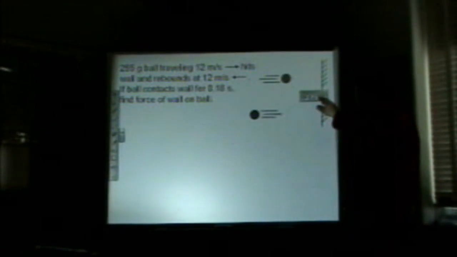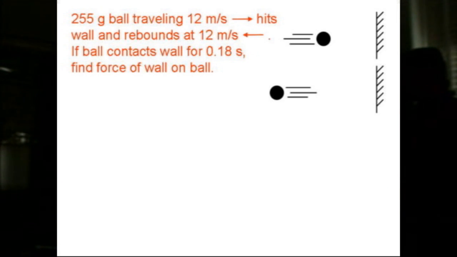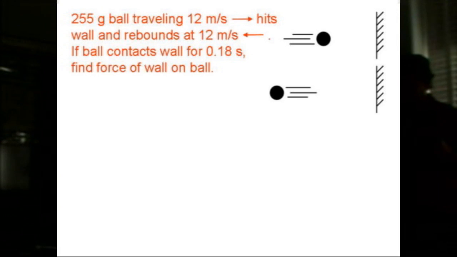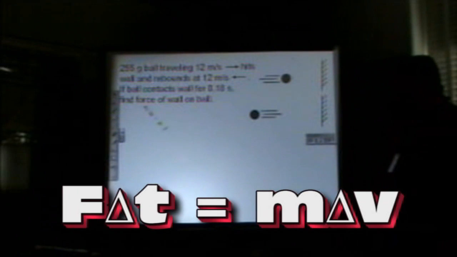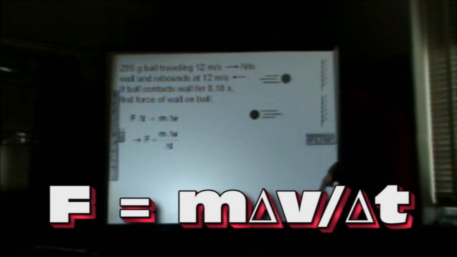Good. All right, a 255 gram ball traveling at 12 meters per second to the right hits the wall and rebounds at 12 meters per second to the left. If the ball contacts the wall for 0.18 seconds, find the force of the wall on the ball. So wall, ball, wall, ball, wall. All right. And there it is right there. So it's 0.255 kilograms. First thing is we have to convert it, our mass has to be in kilograms.